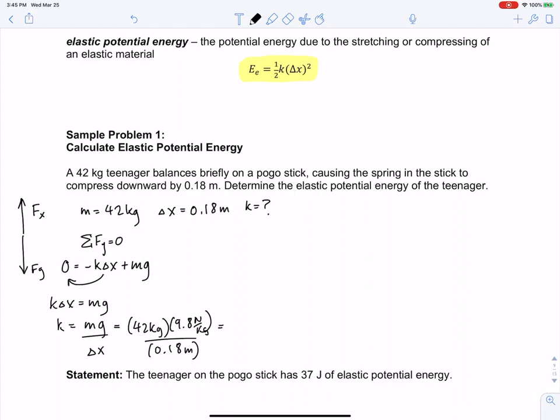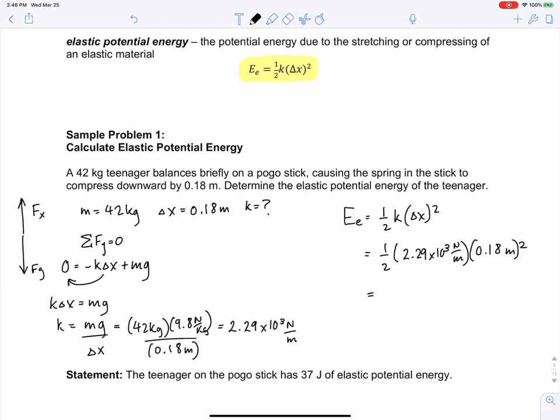If we sub this in, we end up with a spring constant of 2.29 times 10 to the power of 3 newtons per meter. We can use this now to calculate the elastic potential energy, which is equal to 1/2 k delta x squared. Subbing in, 2.29 times 10 to the power of 3 newtons per meter times a displacement of 0.18 meters squared. If you punch this into your calculator, you should get 37 joules.